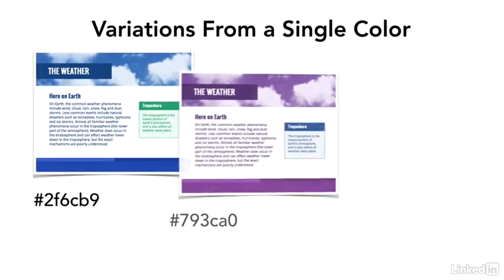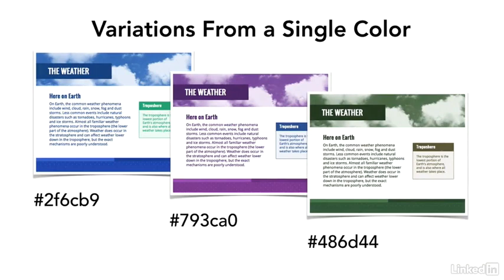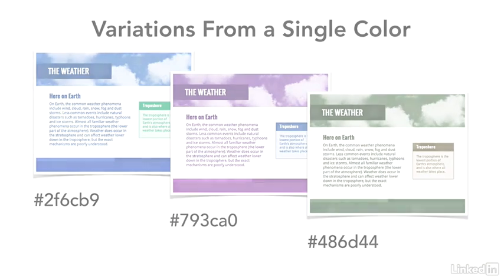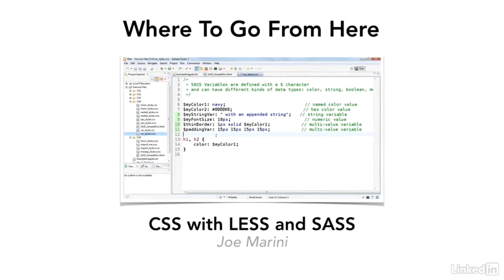So we've now used Sass and Less to create color variations from a single color defined in a variable. Using these adjustment techniques, you'll be able to create an entire range of colors for your website based on any color rules you need to adhere to. Now, if you'd like to learn more about Sass and Less, I'd recommend taking Joe Marini's course entitled CSS with Less and Sass, which is available here in the library.